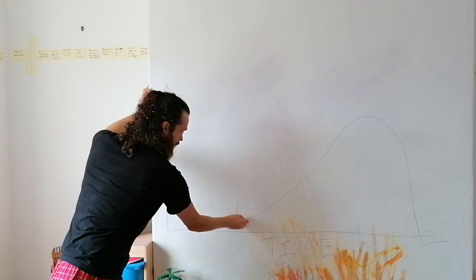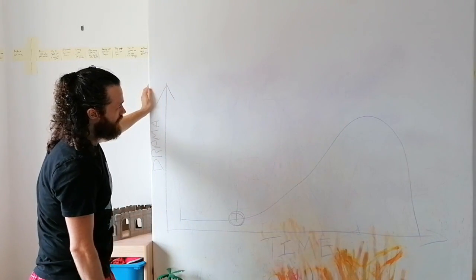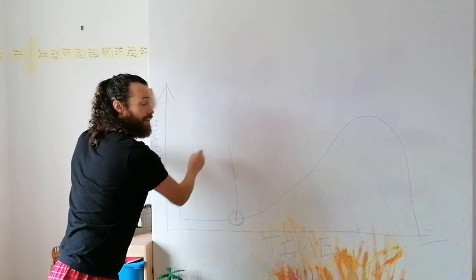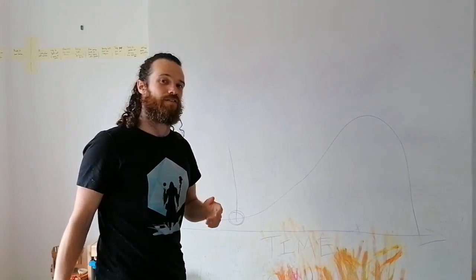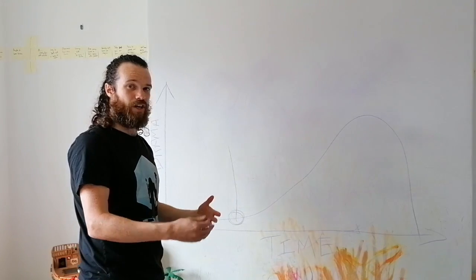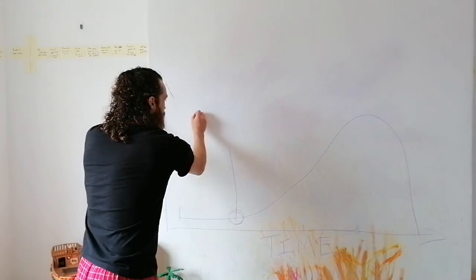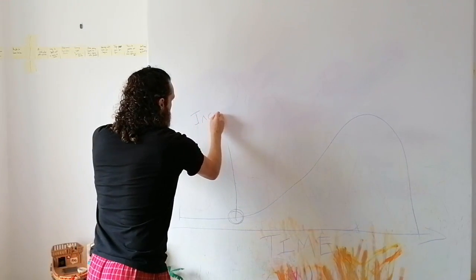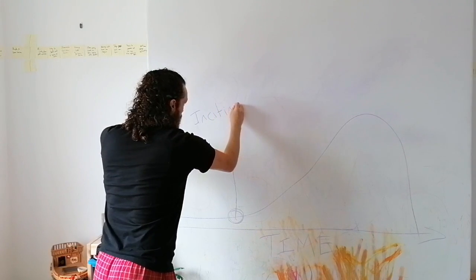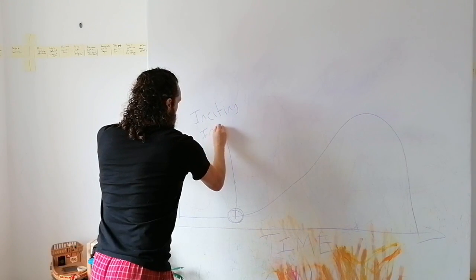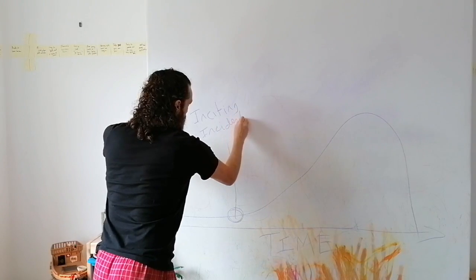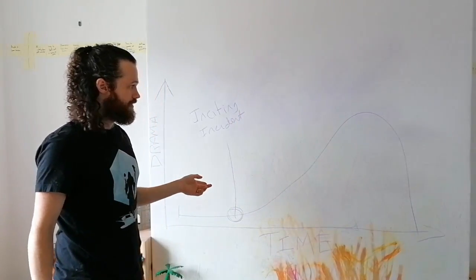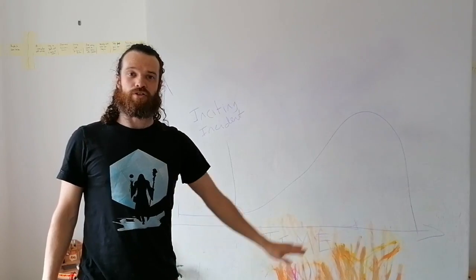So something needs to happen here, approximately. And this is called the inciting incident. It incites the drama, it starts things off. This is commonly how I think of most stories.